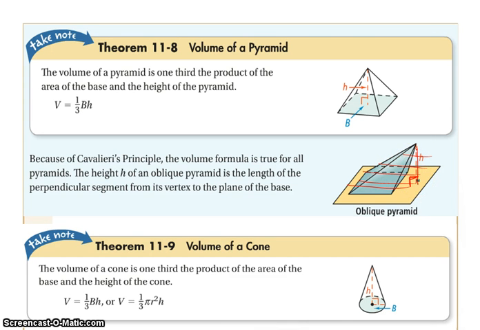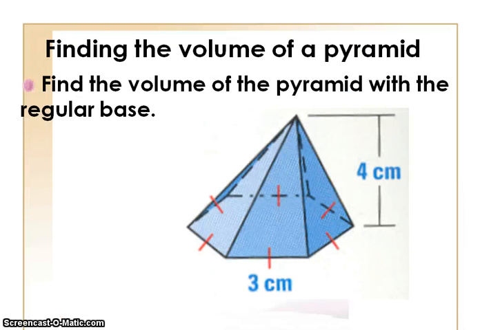So volume of a cone is really no different. It's 1/3 base times height, but we know that the circular base has a formula of pi r squared. So it's 1/3 pi r squared times the height. So how do we use this? If we want to find the volume of a pyramid that has a regular base, so we know all the sides are 3 centimeters and it has a height of 4.